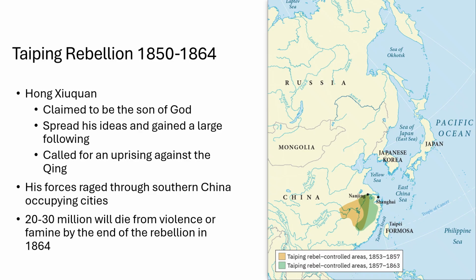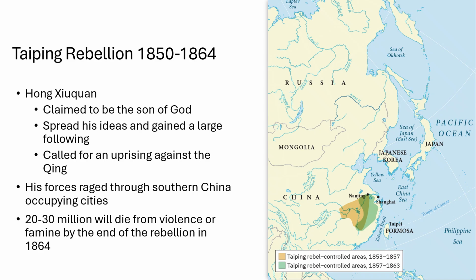Hong Xiuquan was a Chinese man who had converted to Christianity, and he claimed to have these visions and claimed to be the Son of God. He spread his ideas throughout southeastern China, and basically over time gained a very large following.